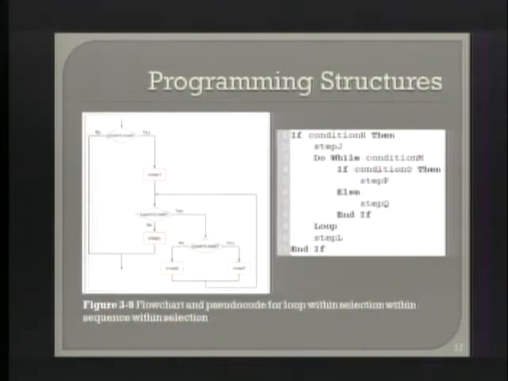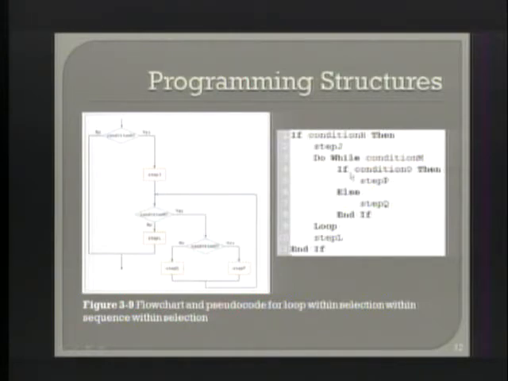And then here's another one here. This is a decision structure followed by some sequence, and then you have a loop here, and inside of your loop you have a decision. So a decision inside of a loop inside of a decision. And obviously the number of combinations is infinite. These are just some examples.